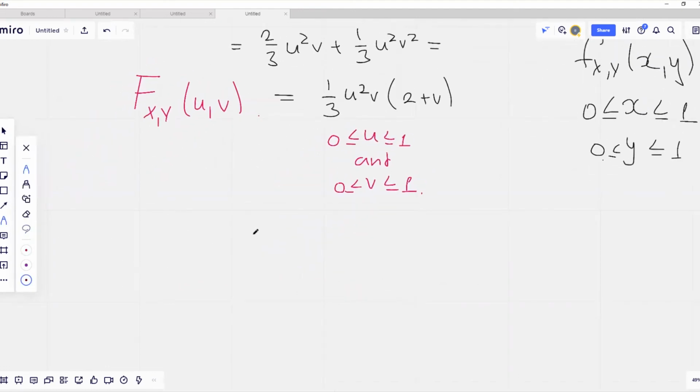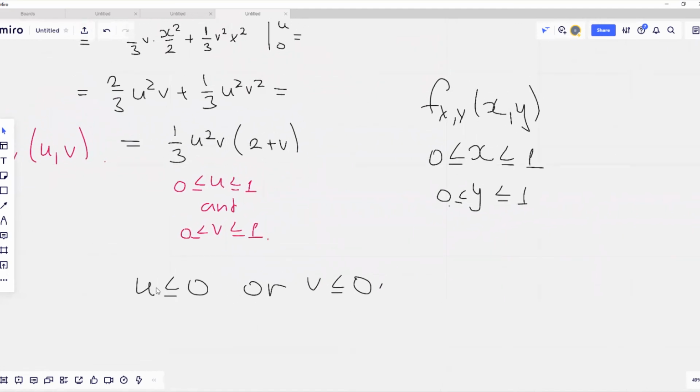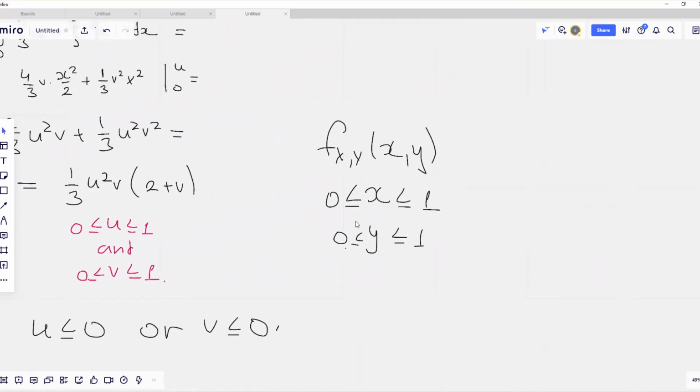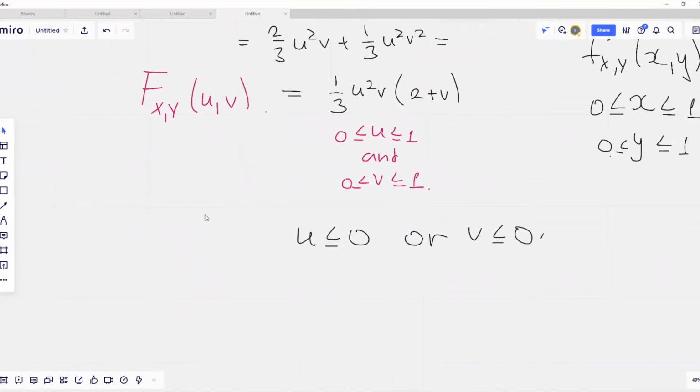In a case when u is less than 0 or v is less than 0. And now let's take a look at one of these cases. Let's assume when x is less than 0. If x is less than 0, then we know that since our PDF is equal to 0 outside of that interval, it will be equal to 0.